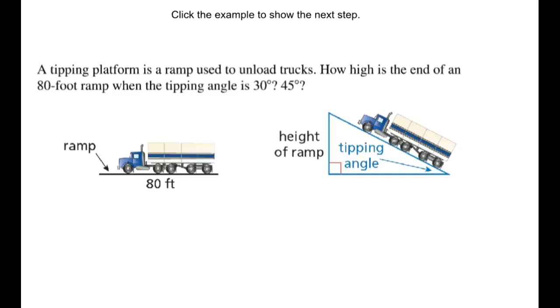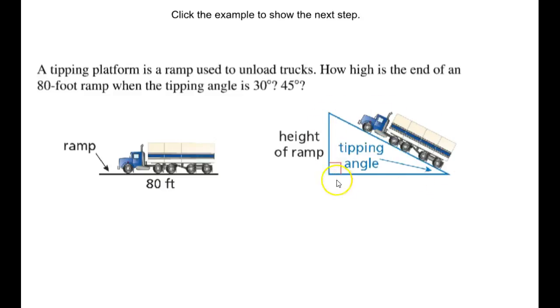Okay, so here's our next example. A tipping platform is a ramp used to unload trucks. How high is the end of an 80-foot ramp when the tipping angle is 30 degrees and then 45 degrees? Here we've been given the triangle. Here's my tipping angle, and I want to find the height of the ramp.